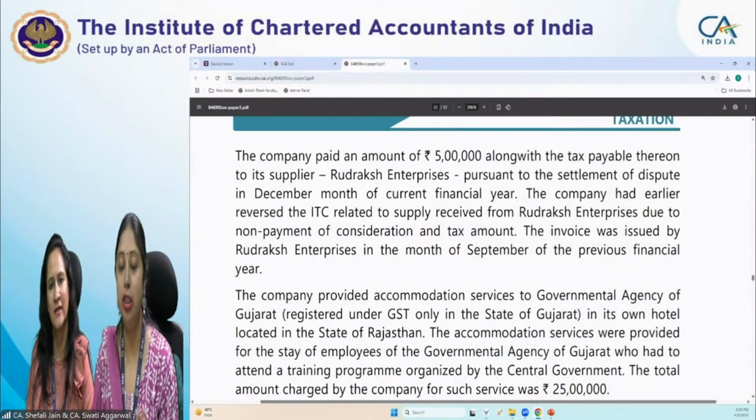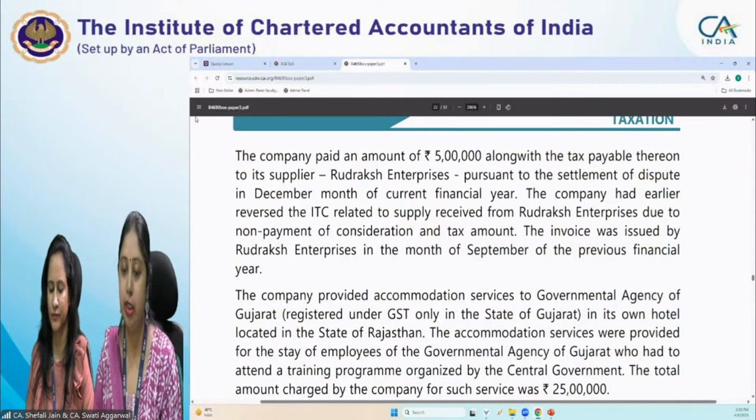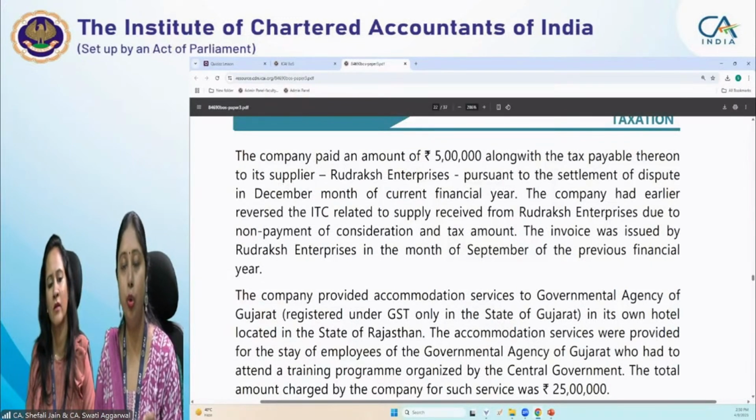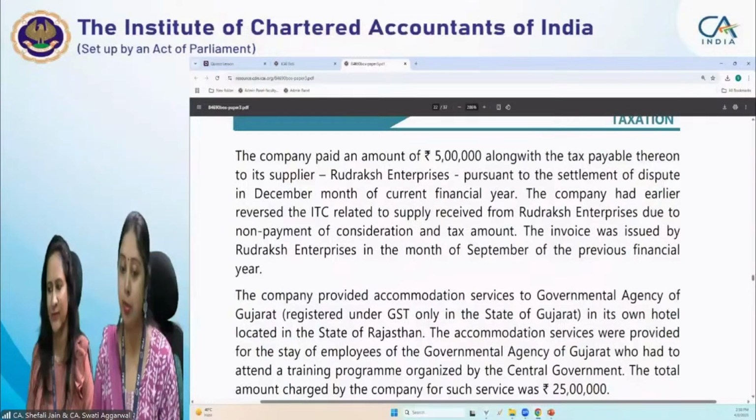Question में दी हुई थी ये सारी बातें that it had reversed the ITC related to supply received from Rudraksh due to non-payment of consideration and tax amount. थोड़ा सा tricky question हो गया ये, I can understand, but ये concept आप समझ लीजिए because ये concept if it comes in exam then you should be able to answer. Yes. Today if you are not able to answer that is not at all an issue.